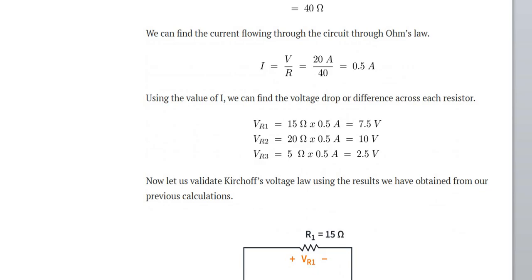We can find the voltage drop or difference across each resistor. So for voltage drop, we have to multiply the resistance value by the current value. Because all the resistances have been connected in series, the same current flows through R1, R2, R3, that is 15 ohm, 20 ohm and 5 ohm. Now we are calculating the drop across resistances R1, R2 and R3. So the values have been calculated as 7.5 volts, 10 volts and 2.5 volts.